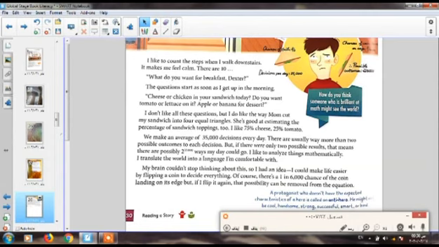And then moving to the following paragraph. My brain couldn't stop thinking about this, so I had an idea. I could make life easier by flipping a coin to decide everything. Of course, there is a 1 in 6,000 chance of the coin landing on its edge, but if I flip it again, that possibility can be removed from the equation. Tails, green t-shirt. Heads, red shorts. Many of my decisions have been made in this way.